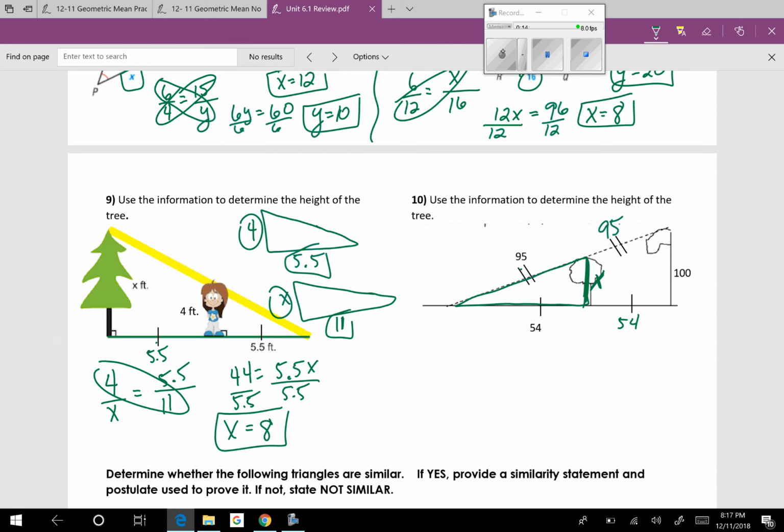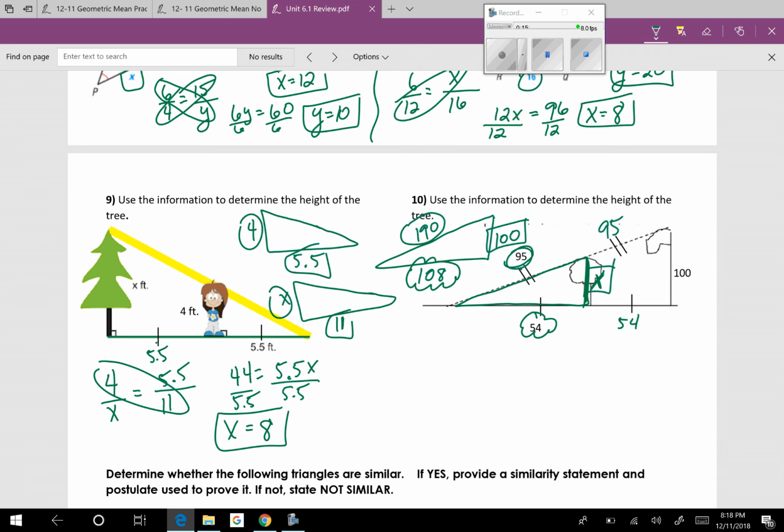Your big triangle, okay, I'll draw the big triangle. So you do 95 and 95 together. So this is 190, and then 54 and 54. So that's 108. And then they tell you the height of the flagpole is 100. And so now we can match. So we have the 190 on the big triangle. So that's the whole side. We have to match it on the small triangle, so that matches with 95. The 100 on the big triangle matches with X on your small. And then the 108 on the big one matches with the 54 on the small one.